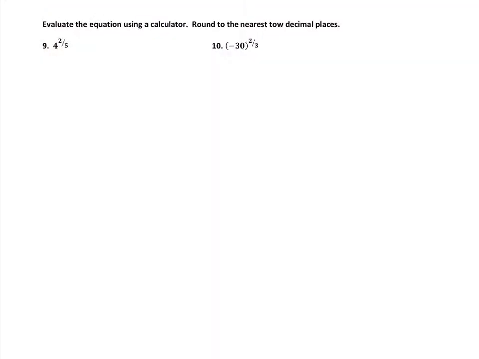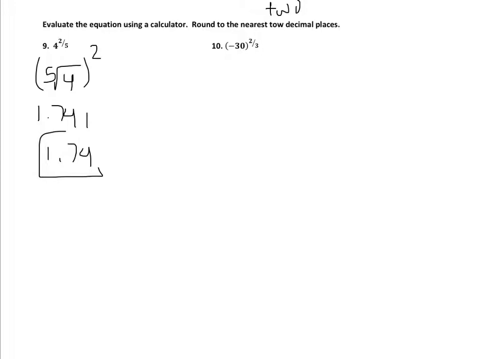So evaluate the expression using a calculator. Round, that should not say toe, that should say 2 decimal places. So I have the 5th root of 4 squared. Even if you're using your calculator, change it to that so that shows me you know what you're doing. But if I was doing it, I would just say 4 to the 2/5 power. And it's 1.741, so that means 1.74, because it says round to the nearest 2 decimals.